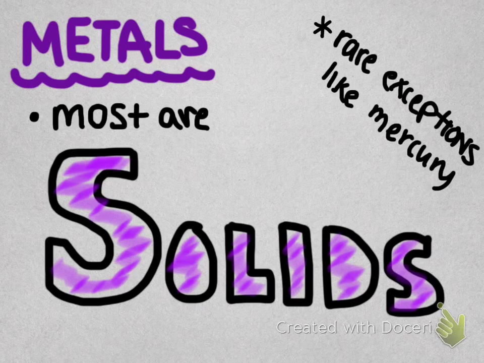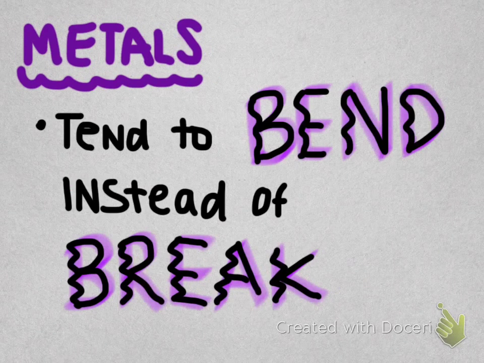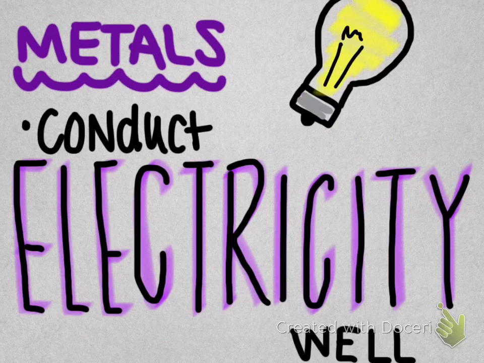So they are mostly all solids. There's a few exceptions, but if you just have in your head that they're solids, you'll be good. And they tend to bend instead of break. To make sense of this one, I usually think about tin foil. You have to bend it around the edge of your bowl, otherwise your leftovers will go bad in the fridge. So that's usually what I think of for bending metals, because it's kind of a weird concept.